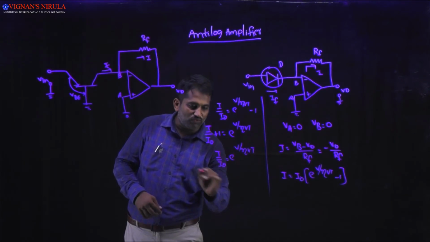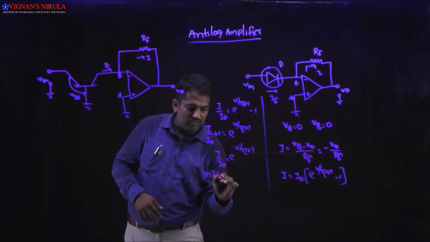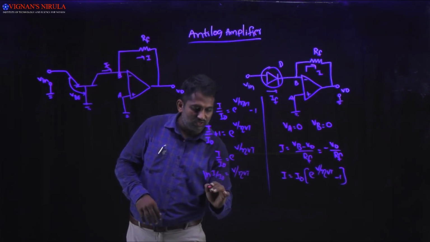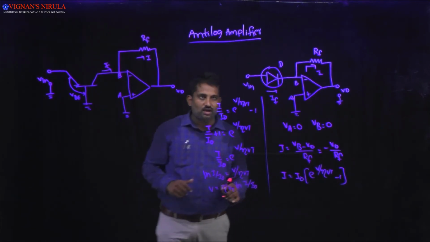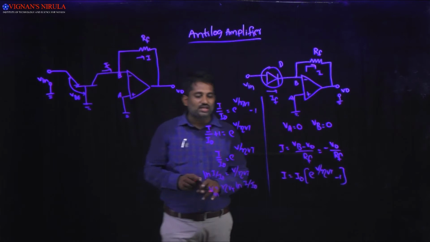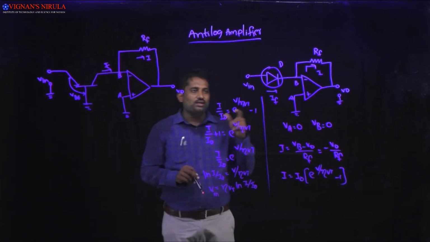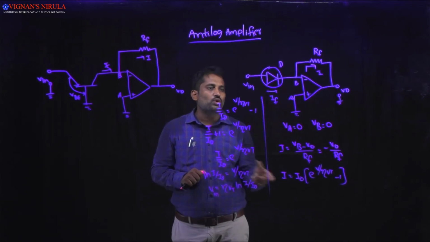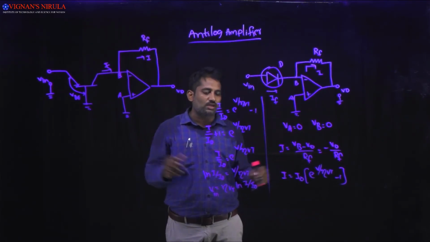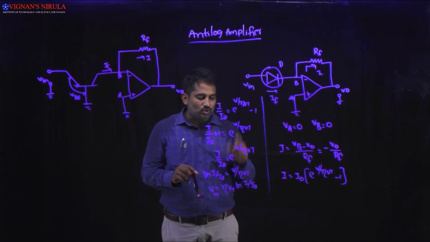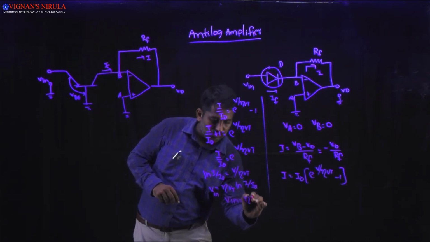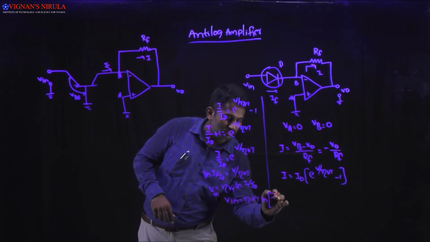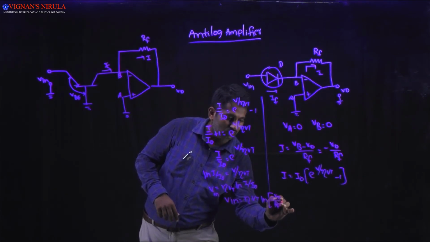From this, if you apply natural logarithm, ln of I by I0 will be equal to V by eta into VT. From this, V is equal to eta into VT ln of I by I0. Here, V is nothing but Vin in the case of this circuit. So, Vin is equal to eta into VT ln of I by I0. The current passing through the op amp is 0, so the total current is the same, so IF will be taken as I. Now I am going to substitute I. That is, Vin will be equal to eta into VT ln of I, meaning minus V0 divided by RF, into I0.